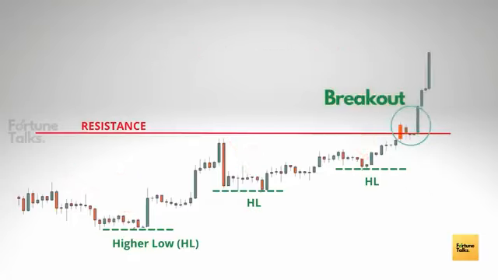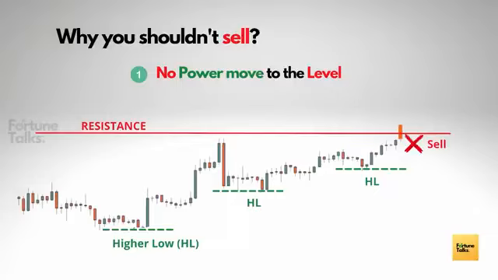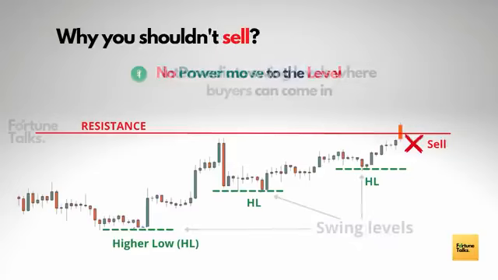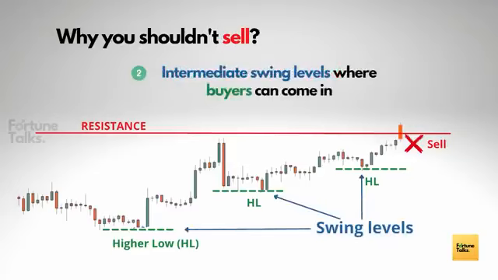Now, in this instance, you don't want to be shorting at the resistance because, number one, you don't have a momentum move into the resistance structure. And number two, if you were to go short into the resistance, there are swing levels which have been formed where the buyers could potentially come in, and the result is that you will hit your stop loss.